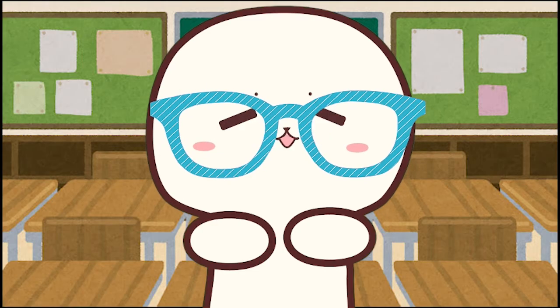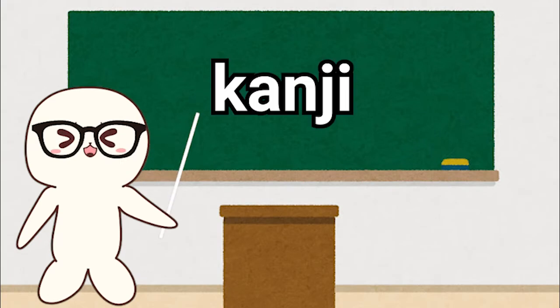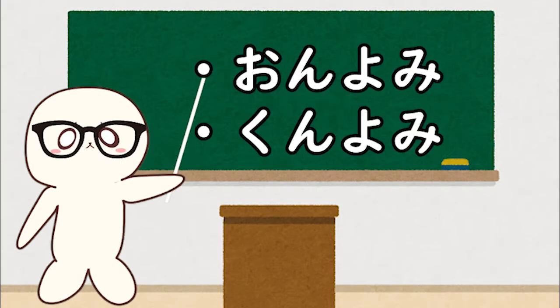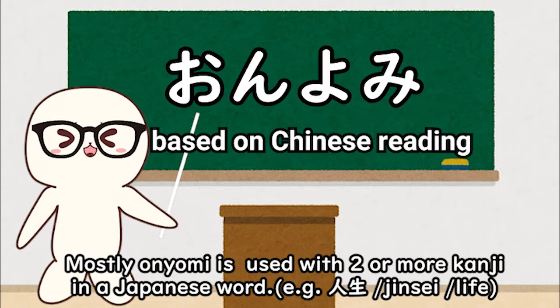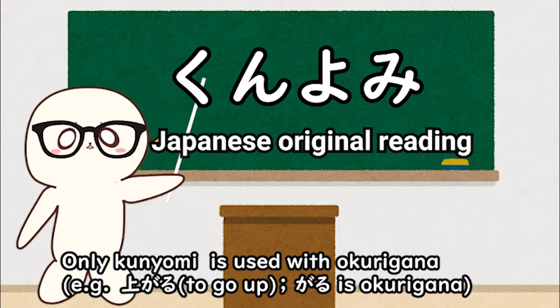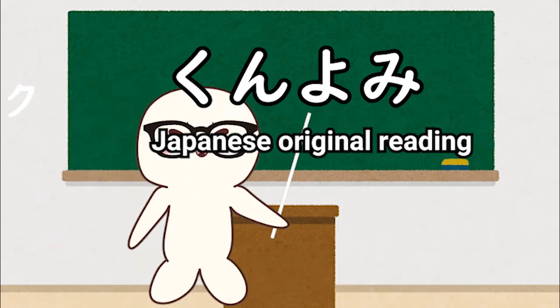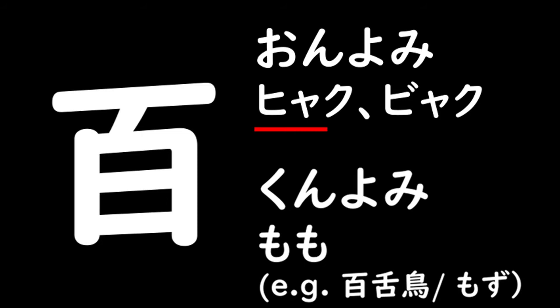How to read this kanji? Kanji has two different ways of reading, onyomi and kunyomi. Onyomi is based on Chinese reading and kunyomi is Japanese original reading. Onyomi of this kanji is ひゃく, ひゃく. Kunyomi is もも. We don't use this very often in daily conversations. Example vocabulary is もず. Mozu is a name of a bird.